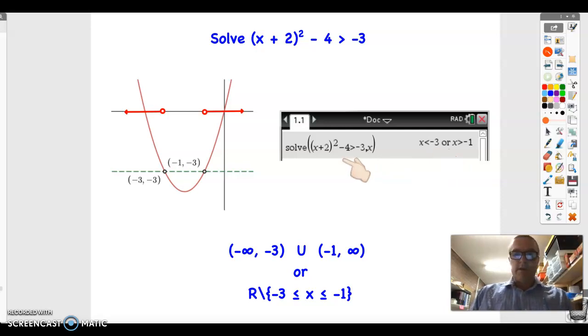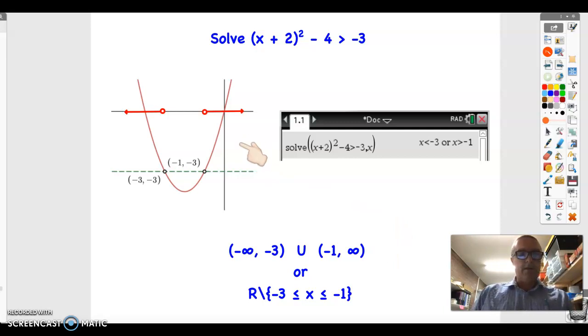our expression is going to give us values greater than -3 as long as x is less than -3 or greater than -1. So we've got a union of two sets here.